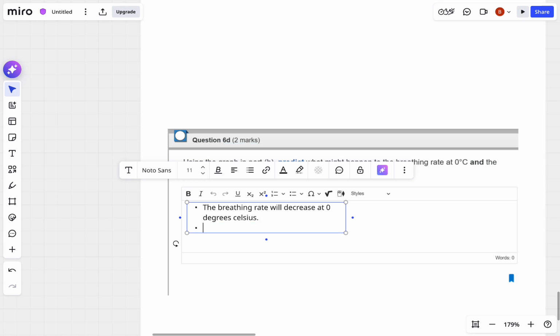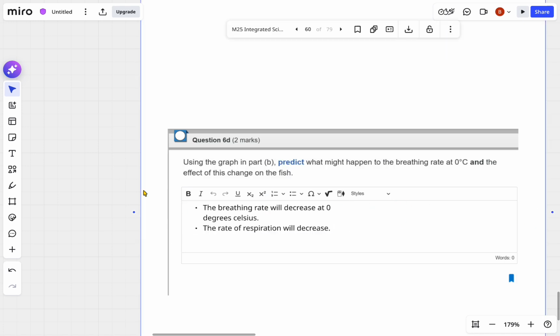For the second point, if the breathing rate decreases at 0 degrees Celsius, then obviously the rate of respiration will also decrease, right? Which can eventually lead the fish to die. But we'll write something that's less dramatic. Let's just go with the rate of respiration will decrease. That's the answer for question 6d.